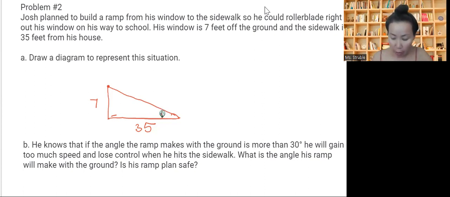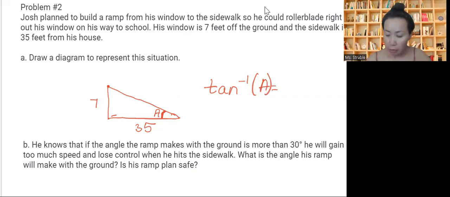Okay, so this is our reference angle. Let's just say angle A. And we know the opposite side and adjacent side, right? So let's say we have these two sides, and that means we can use inverse tangent. Tangent A equals opposite, which is 7, over adjacent side 35. So that means now we can find the angle.